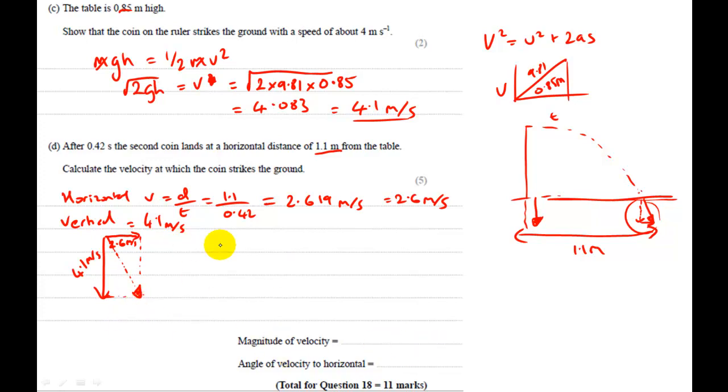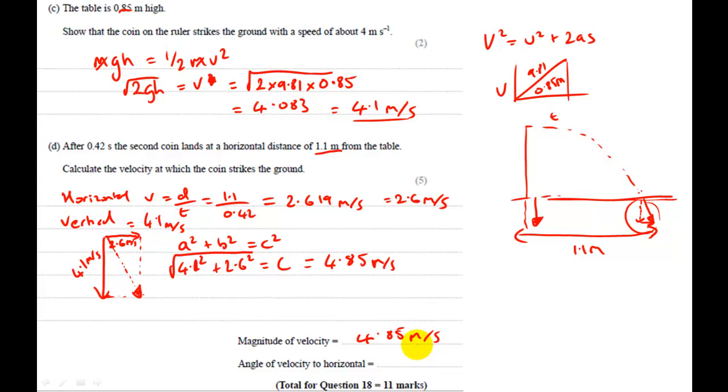The easiest way is probably to use Pythagoras to find the size of the hypotenuse here. So you can say a squared plus b squared is equal to c squared, c being the hypotenuse. So we've got 4.1 squared plus 2.6 squared equal to c squared, and we take the root of both sides. Calculating that gives me 4.85 meters per second. So I'll put the answer in here, 4.85 meters per second.